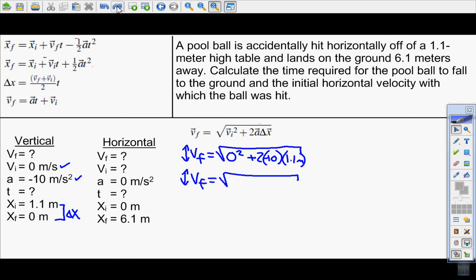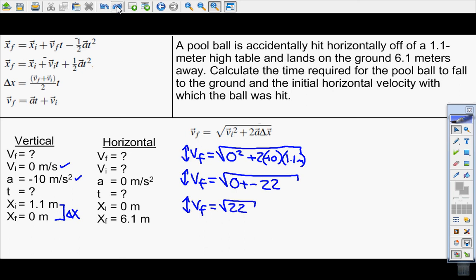Okay, so let's go ahead and solve. Vertical final velocity is equal to the square root of 0 squared, which is 0, plus 2 times -10 times 1.1, and all of that multiplied together is -22. So my vertical final velocity is going to be equal to, and I'm going to put 22 in there. Now why did I leave the negative off? Well, if you try to enter the square root of -22, you're going to get an error message, and that's because there's no such thing as trying to find the square root of a negative number. And since negative just means direction, I'm going to go ahead and just pull my negative out real quick.